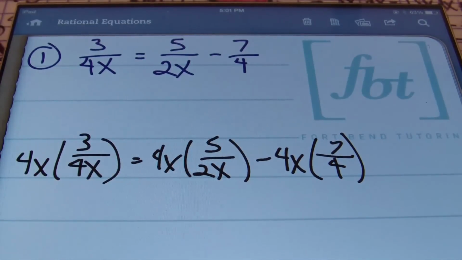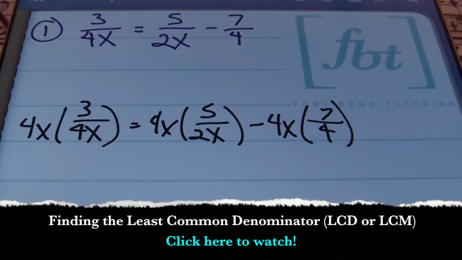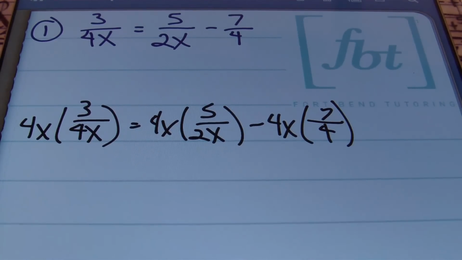All right, so this is what I have thus far. I found that my lowest common denominator would be 4x, and I'm multiplying each and every term in the equation by that LCD. In this case, it's 4x. Now, if you need help with finding the lowest common denominator, ladies and gentlemen, check out our video called Finding the Lowest Common Denominator. I'll put a link right here. So check that out if you're having trouble. Then the next step is to simplify.